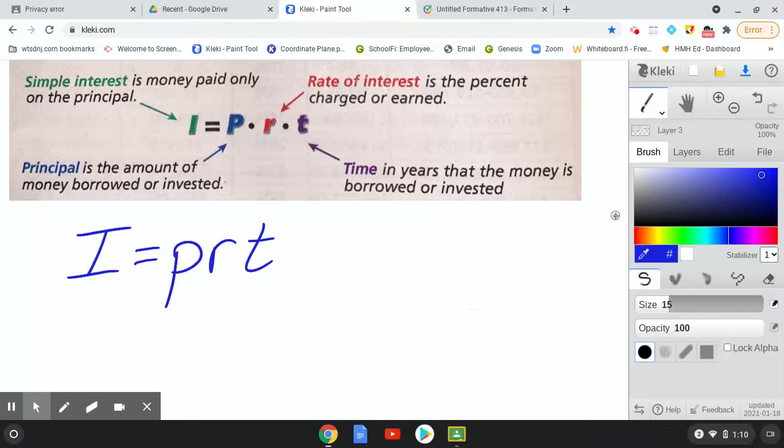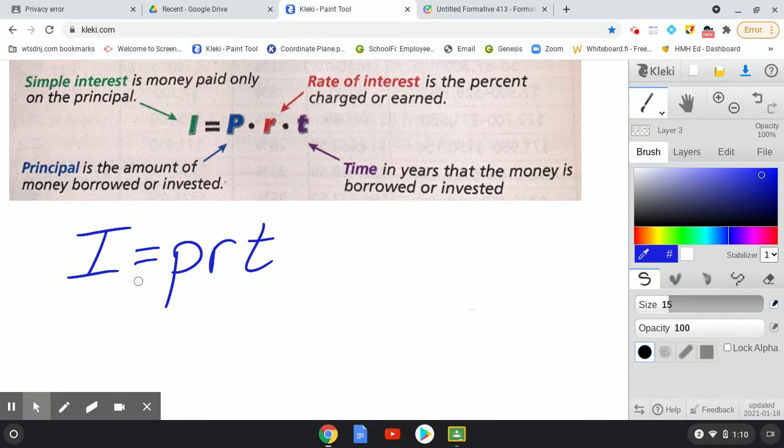Quick review on calculating simple interest. So you should know that the formula is I is equal to PRT. I stands for the simple interest, and this tells you it is the money paid only on the principal. The principal is the amount of money borrowed or invested. So let's just pretend you're borrowing money from the bank, okay? So the principal is the amount you borrowed from the bank.